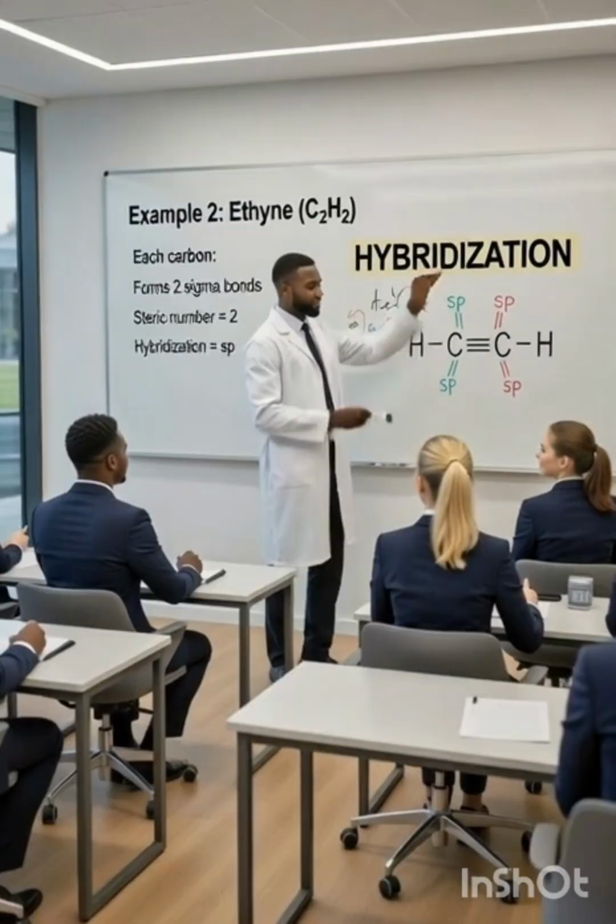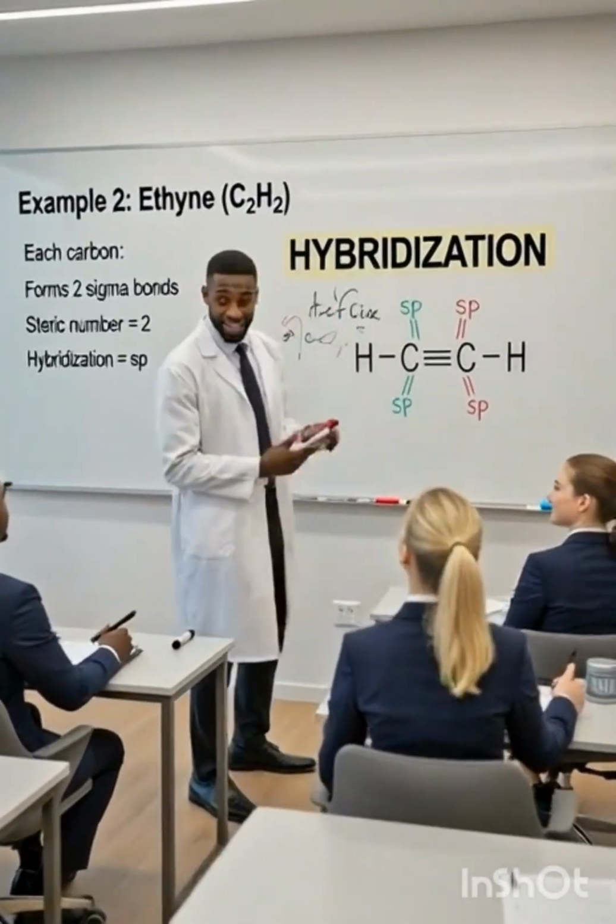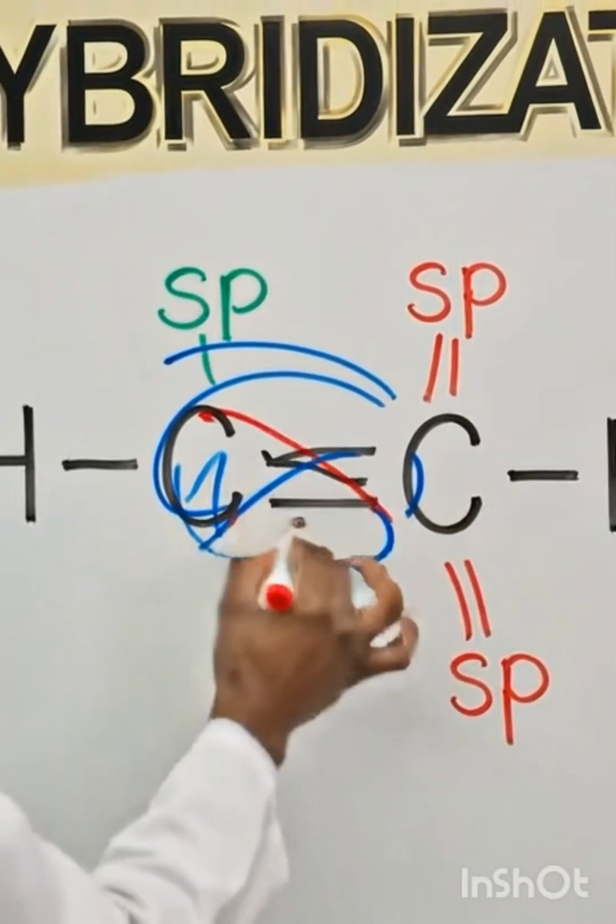Any questions? So, for ethyne, the structure is HC≡CH. This triple bond is made of one sigma bond and two pi bonds.